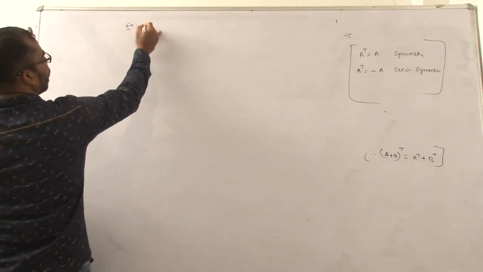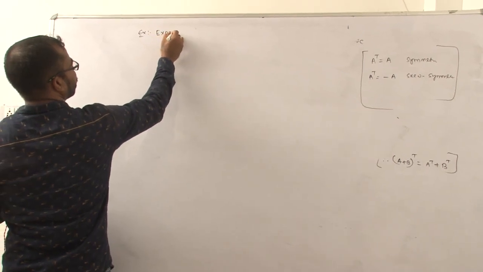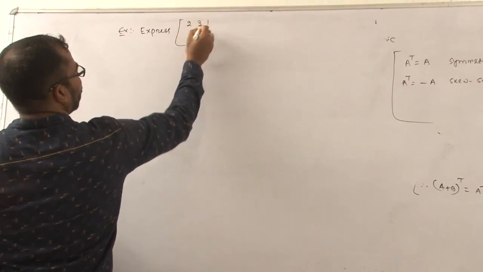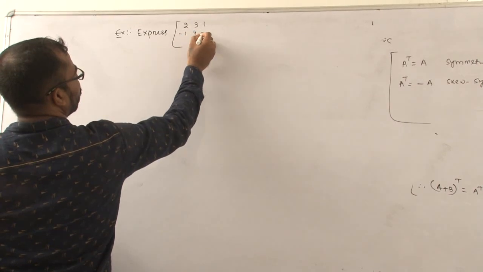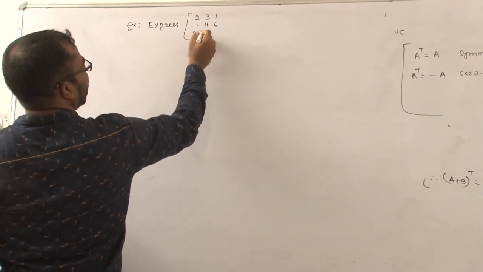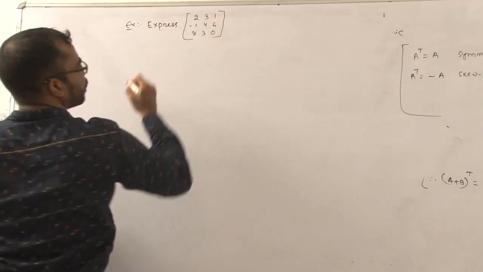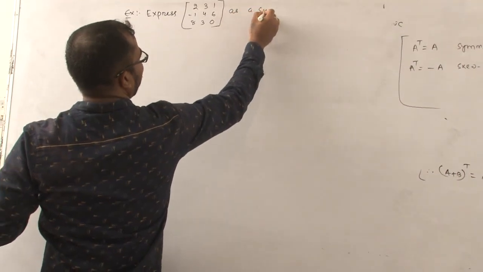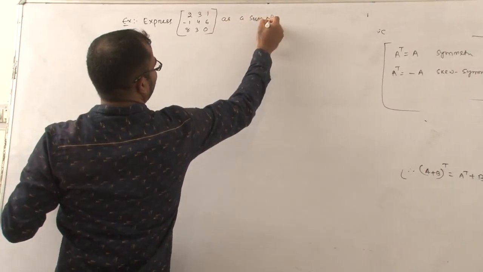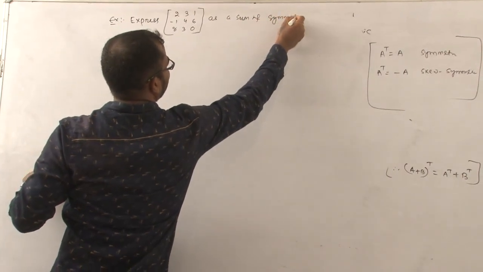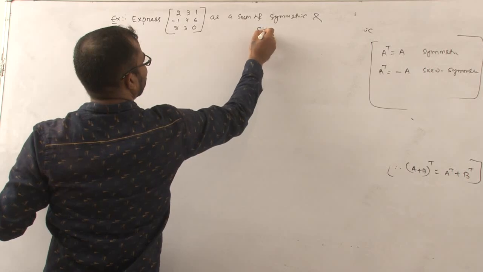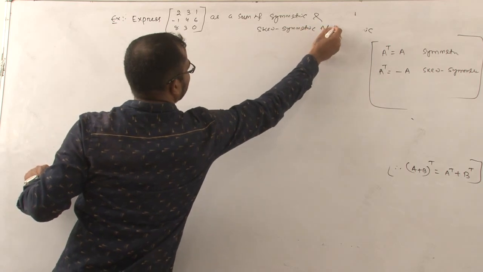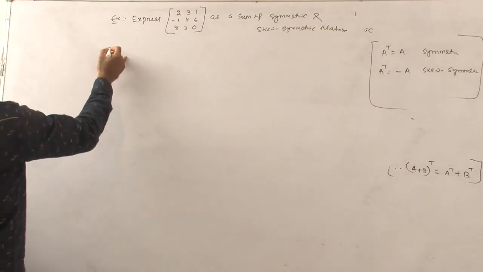Now take examples. Express the matrix 2, 3, 1, minus 1, 4, 6, 8, 3, 0 as a sum of symmetric and skew symmetric matrix. Now here is the solution.